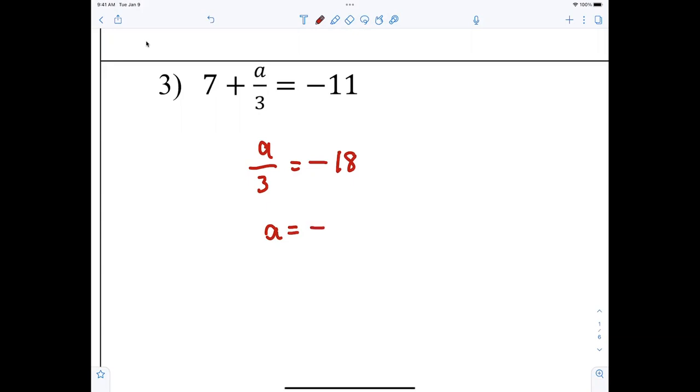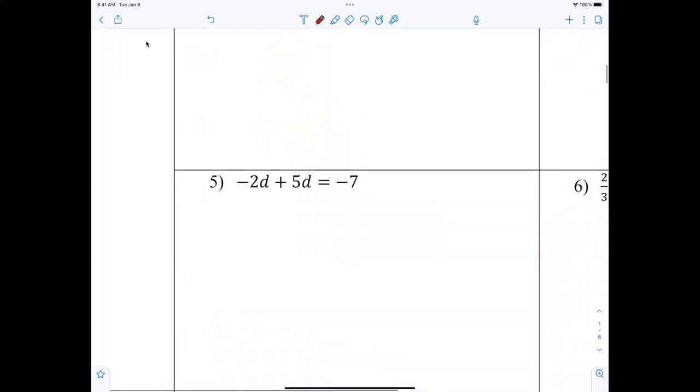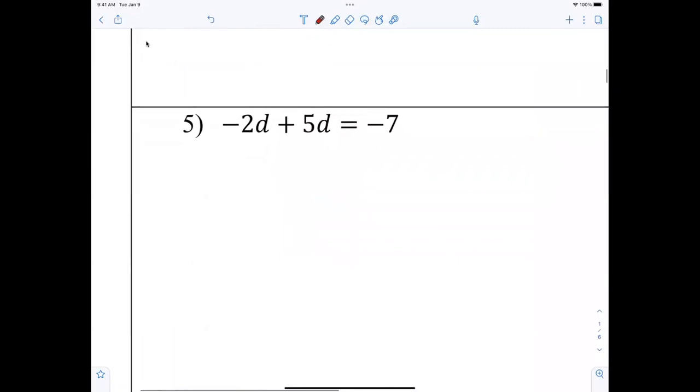Now what's 18 times 3? Mental math. What's 10 times 3? What's 8 times 3? 24 plus 30. There you go, buddy. That's how you're supposed to be doing the mental math. All right. Number 5.